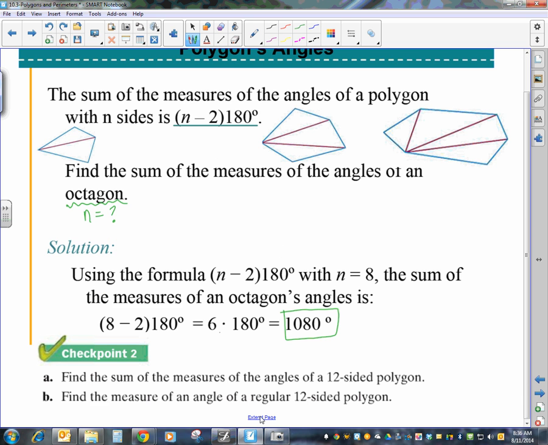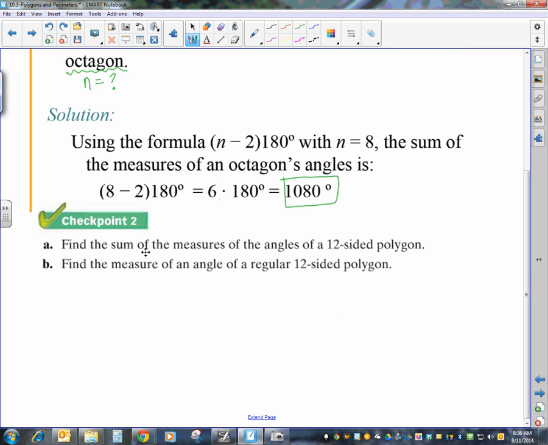So let's go do one ourselves. Find the sum of the measures of the angles of a 12-sided polygon. So we have, again, helpful to write that formula down. That's how it gets in your brain. The more you write it, the easier it is for you to remember it. So n is 12, minus 2 times 180, and we have 10 times 180, which is 1800.